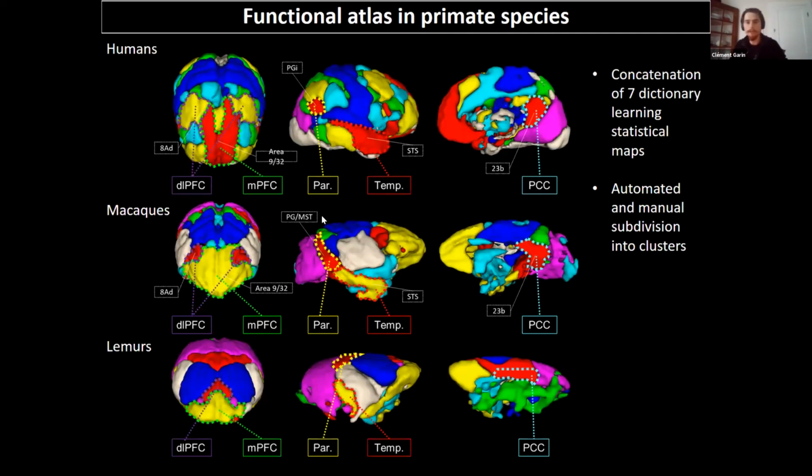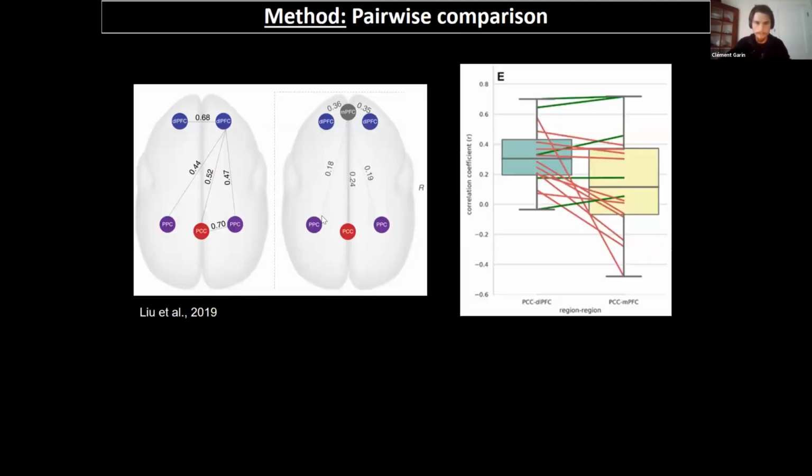Then we concatenated all these 7 statistical maps to build 1 functional atlas for each species, and we segmented all these clusters based on the anatomy. Most of the regions have been segmented automatically, but some of them had to be segmented manually in mouse lemurs. So here I wanted to reproduce what has been done here, but with a statistical comparison.